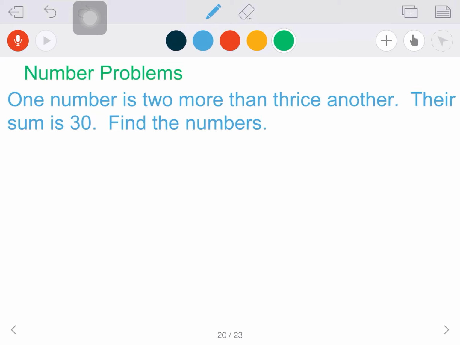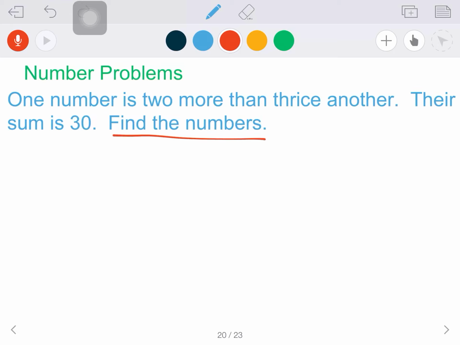This time, I hope for the second time around you'd be able to get the grayish area of this problem. So let me first go over this using the 3R's ESP method. So we read: one number is 2 more than thrice another. Their sum is 30. Find the numbers. Upon reading, you're already digesting, or trying to comprehend, what this problem is telling you. Now I know that I need to find numbers.